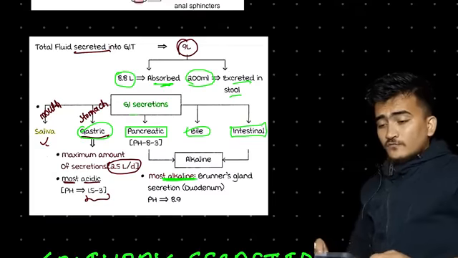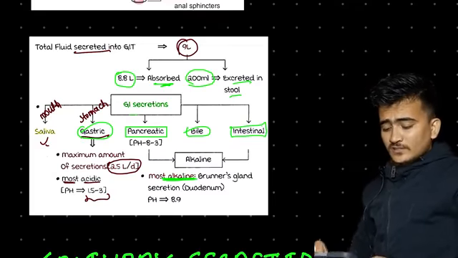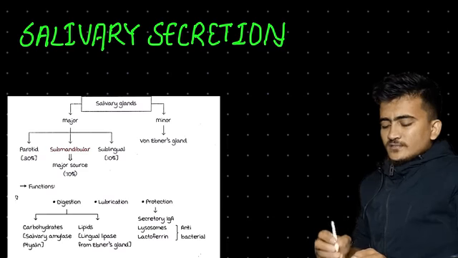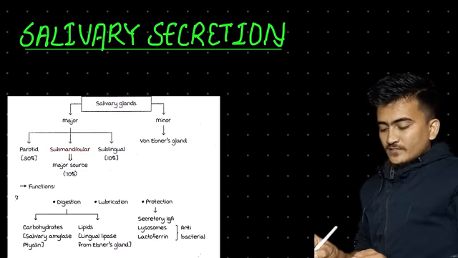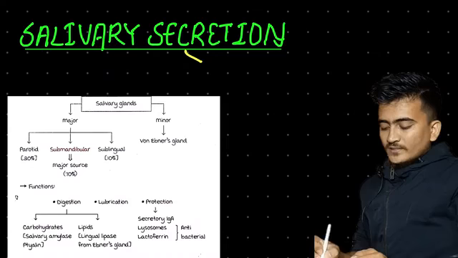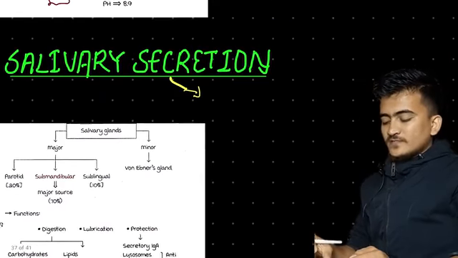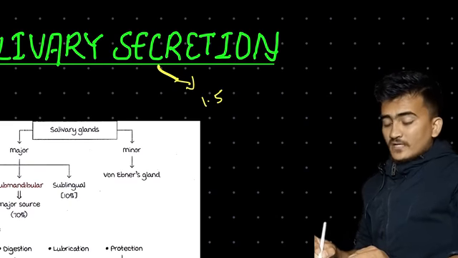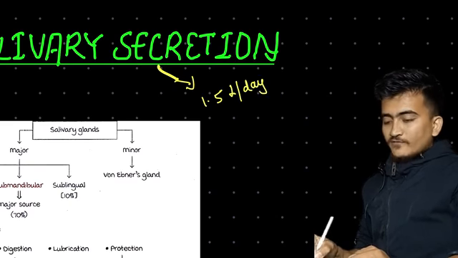Now we'll move further into more detail. The first topic of discussion is salivary secretion. What is the largest secretion in the GI system? We said that is gastric secretion, 2.5 liters per day. Similarly, what about salivary secretion? Saliva secretion is 1.5 liters per day.